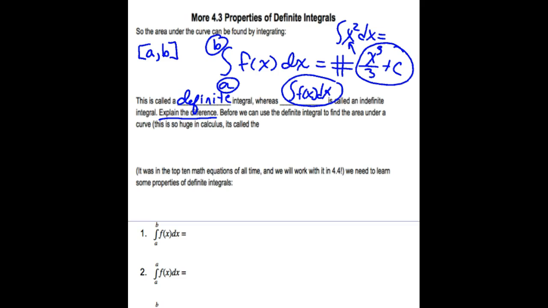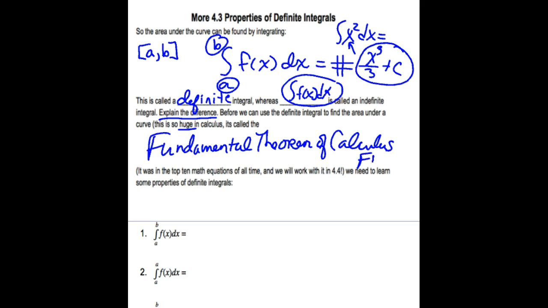Now, we're going to link the two, and we're going to link them really well, and it's so huge in calculus that it's actually called the fundamental theorem of calculus. We call it the FTC, the fundamental theorem of calculus, and it's in the top 10 math equations of all time. I'll have to look it up to see what number it is, but it made the top 10. It's a really big discovery.